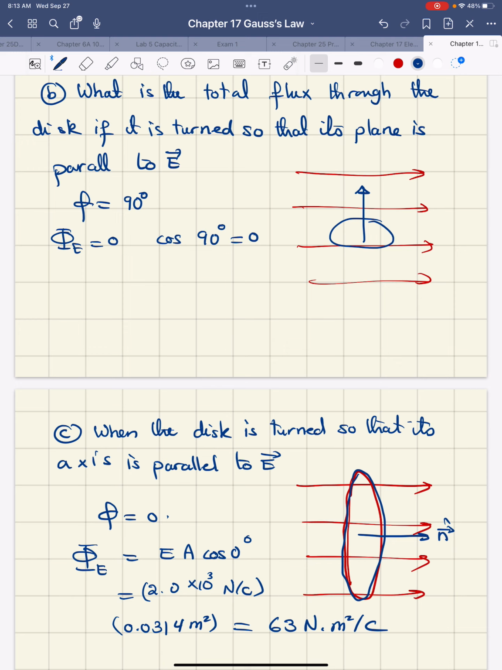Okay, this is just introducing the electric flux.